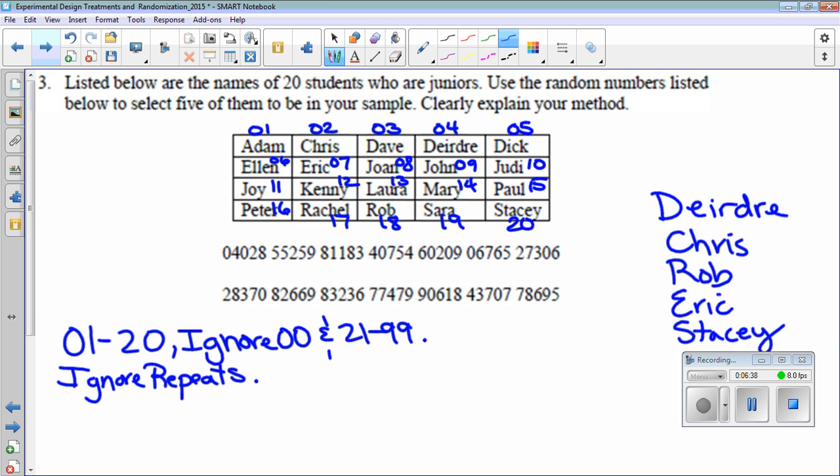Okay? All right, so let's go through our sampling here. We're going to look at 2-digit numbers. And if you notice, I'm going to circle the first two, 04, which means that's Deidre. She got picked. The next two numbers is 02. According to mine, that's Chris. How are we doing so far? Now I'm going to look at the next two. That's 85. I cross it out. The next two is 52. I cross it out. Keep going. 59, 81. 18 is the next 2-digit number that I can use, and 18 is Rob.